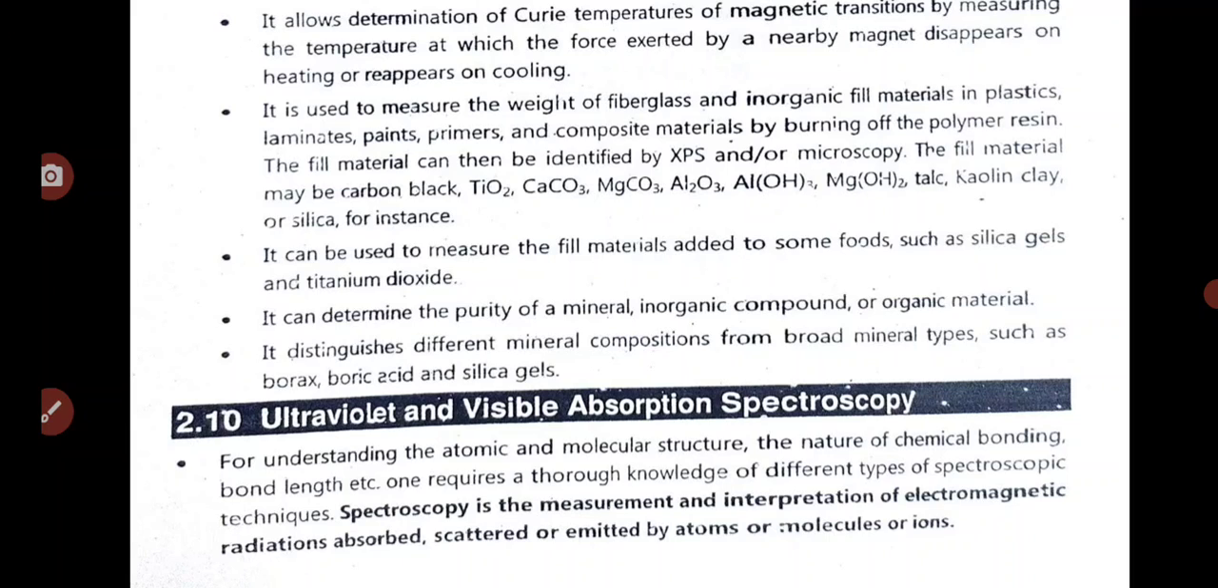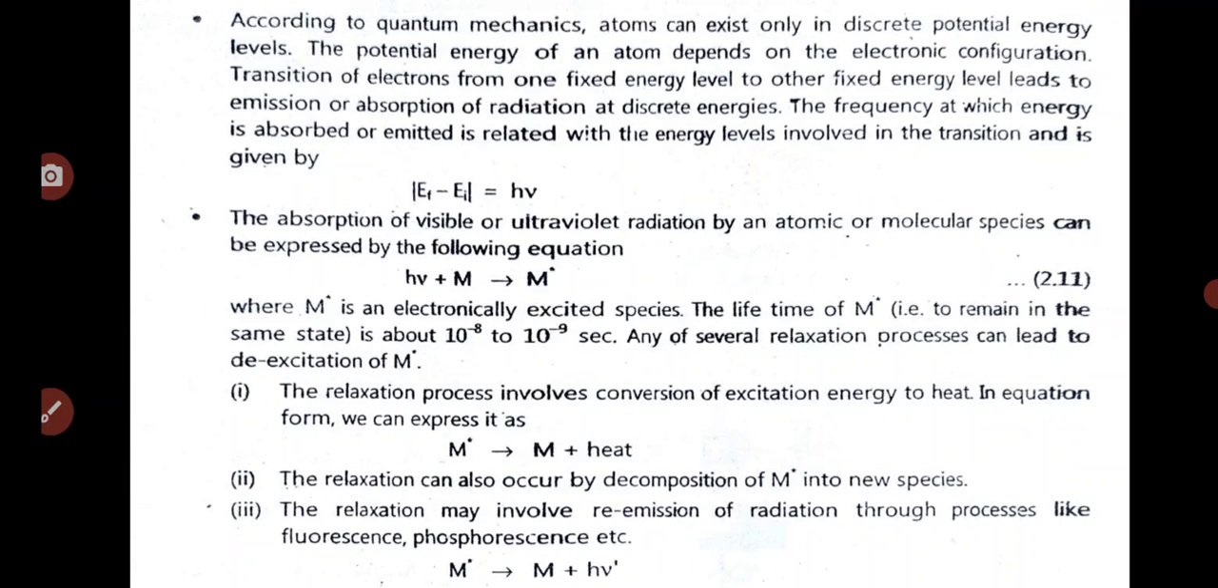And spectroscopy is the measurement and interpretation of the electromagnetic radiation absorbed, scattered or emitted by atoms or molecules. According to quantum mechanics, an atom can exist only in discrete potential energy levels, and the potential energy of an atom depends on its electronic configuration, with the transition of an electron from one fixed energy level to another fixed energy level.